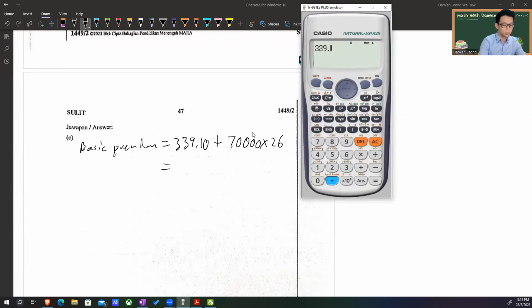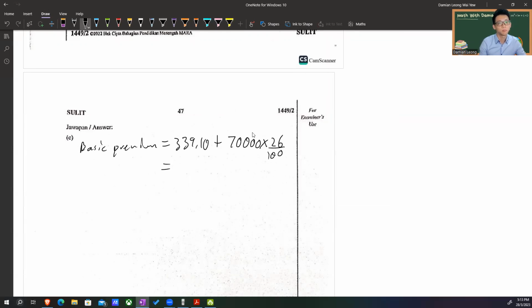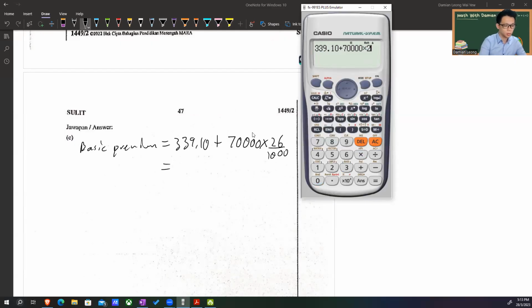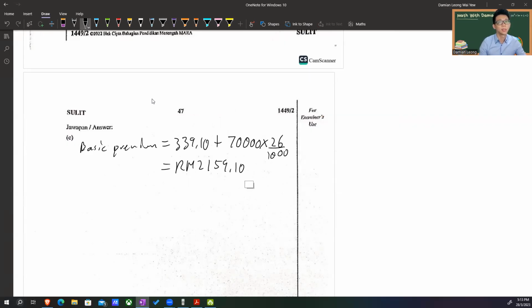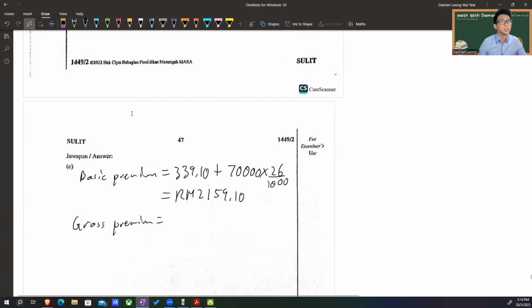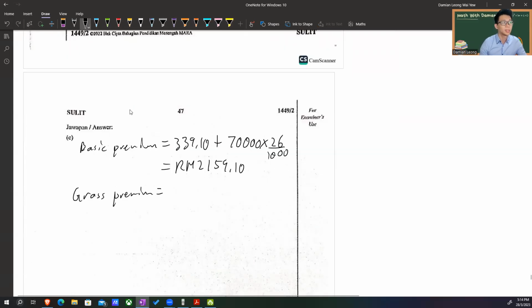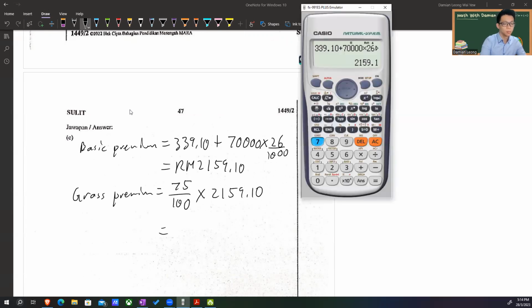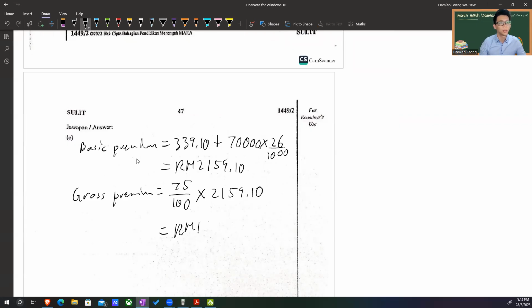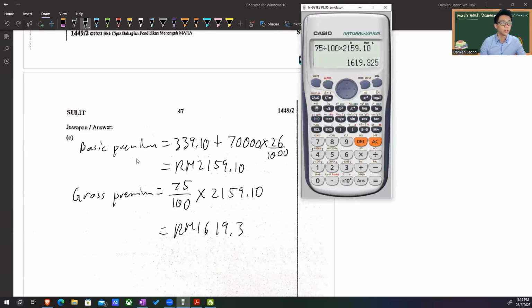So 339.10 plus 70,000 times 26 over 1,000. This is 2,159 ringgit 10 cents. So gross premium is with discount. So this is 25% discount, so means the price is 75% of 2,159.10. The answer is 1,619 ringgit, 33 cents.